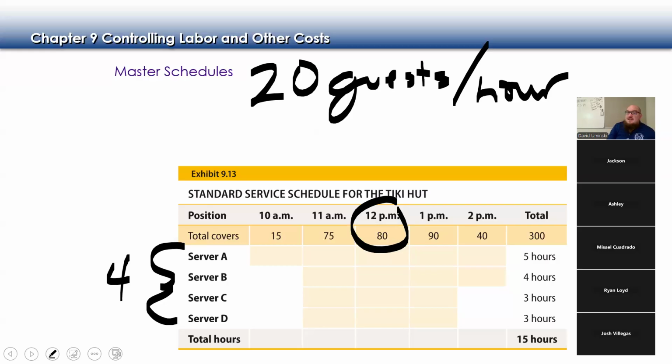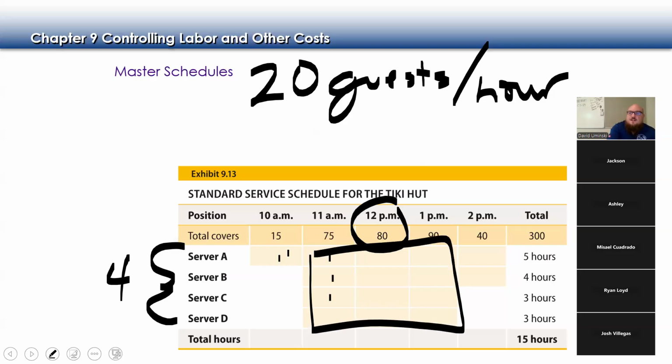Okay. And so in this case, we don't need to have all 4 servers come in at 10 o'clock because one person can handle 15 people. Or should be able to. Typically, that's going to be your opener. They may be one of your stronger servers. Okay. And so in this case, we have 1, 2, 3, 4. See, this is 12, 13, 14, 15. Oh, there we go. It's right there. So we have 15 hours of labor that we can spend on servers. Okay. And that's how we develop that master schedule.